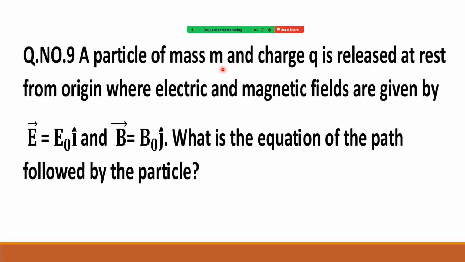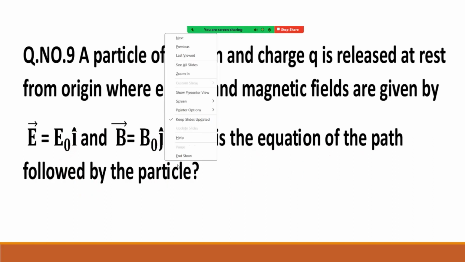A particle of mass m and charge q is released at rest from the origin where electric and magnetic fields are given by E naught i cap and B naught j cap. What is the equation of the path followed by the particle? You can see here the fields: the electric field is along the x-axis and the magnetic field is along the y-axis. So we have to get the path equation. Let us see how to start it.